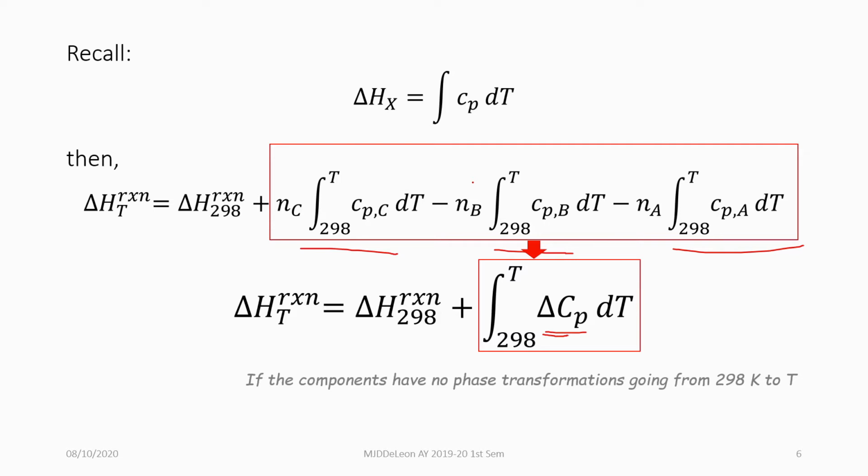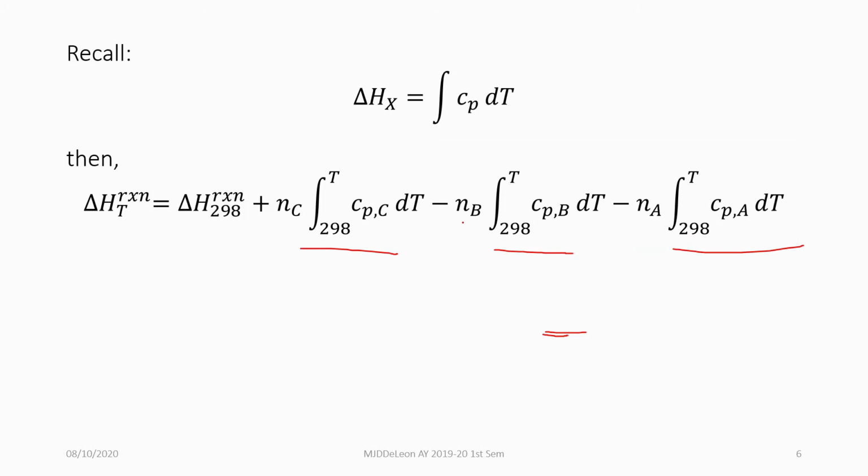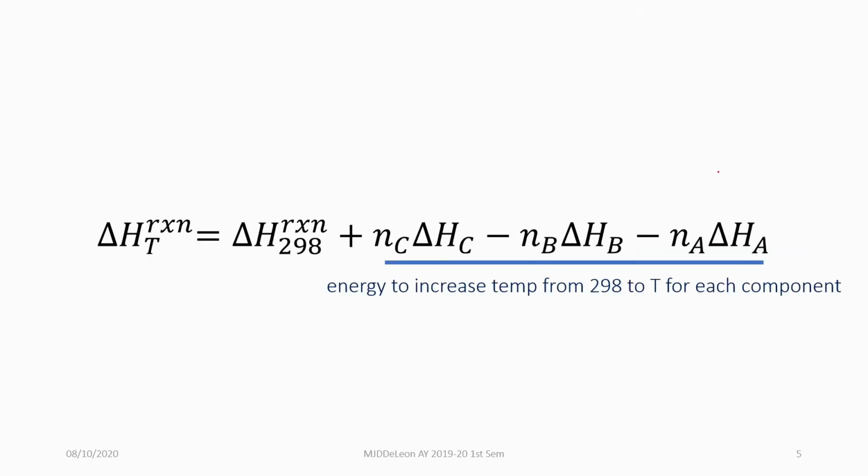But if meron na tayong phase changes, we now have to take into account our latent heats associated with transformation, and we'll get this one. So this is para maging final equation natin for the thermodynamic loop. So we can either use this equation or you can use this one. So personally, I use this one rather than the other one kasi dito at least kaya natin ma-account, mas madali, hindi natin makakalimutan i-count yung ating latent heats.